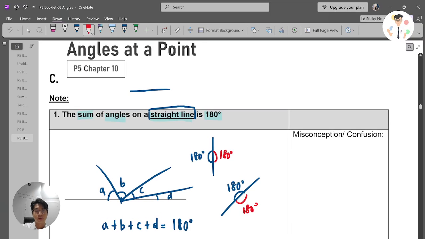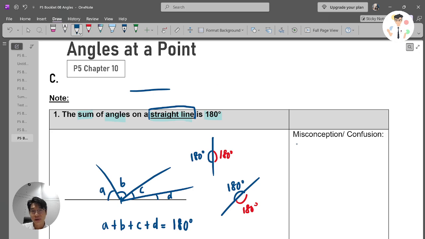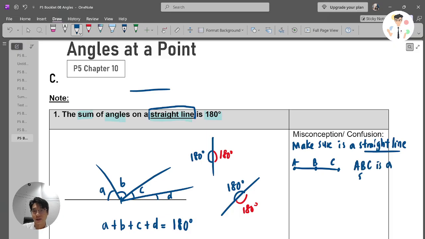But students sometimes get confused with something: you must really make sure it is a straight line. You might say, teacher, of course I know that it's a straight line, right? Now, how do you know that this line is a straight line? Usually the question will say so. For example, if I have this line here, this is dot A, this is dot B, this is dot C. The question will usually state very clearly that A, B, C is a straight line. If they say A, B, C is a straight line, now you know it's 180 for sure.